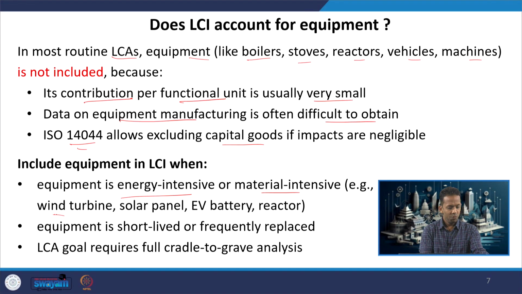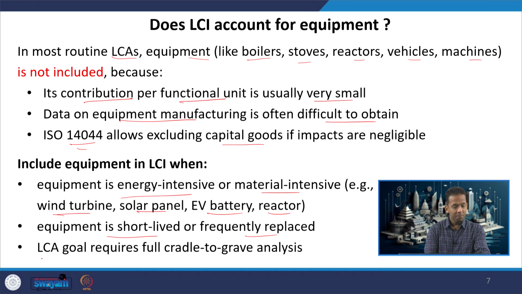So, wind turbines, solar panels, EV batteries, and small reactors are very energy intensive and material intensive, and because of high pressure, high temperature operations, they may get replaced soon. So, in that case equipment is included. If equipment is short lived or frequently replaced, then we need to include the equipment in LCI.